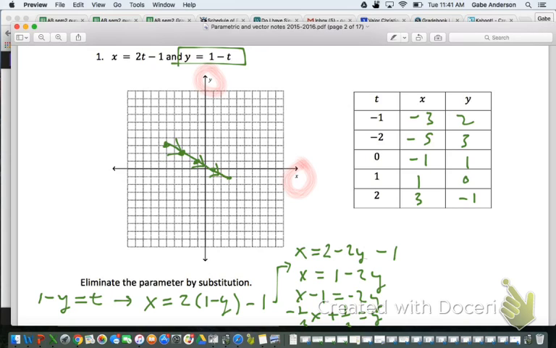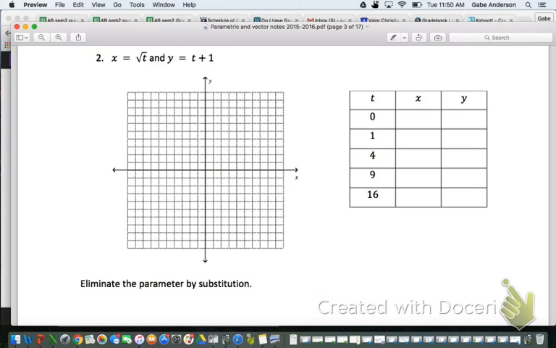Why don't you guys try the next one? You can do the next one on your own. Let's fill out the chart here. I'll fill it out quickly. You guys, I'm sure, have already done this. It's a parabola.